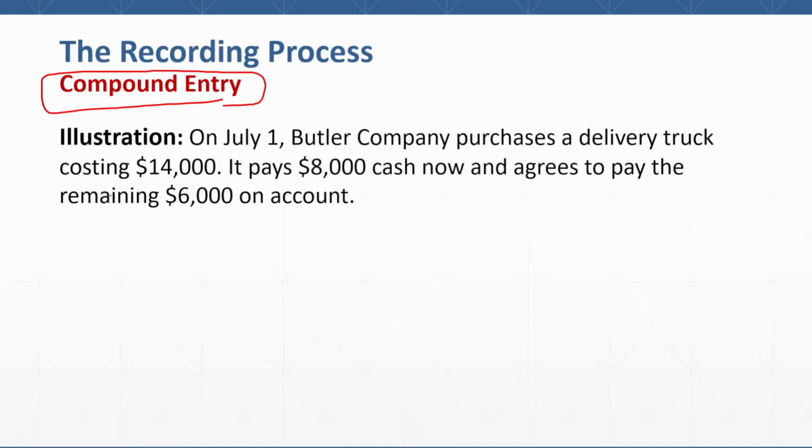So here we are purchasing a delivery truck. The price is $14,000, but we pay only $8,000 cash and agree to pay the remaining $6,000 on account. On account is an important term in accounting. It means cash was not involved, cash was not paid, or cash was not received. Cash was not involved. Instead, we promised to pay later.